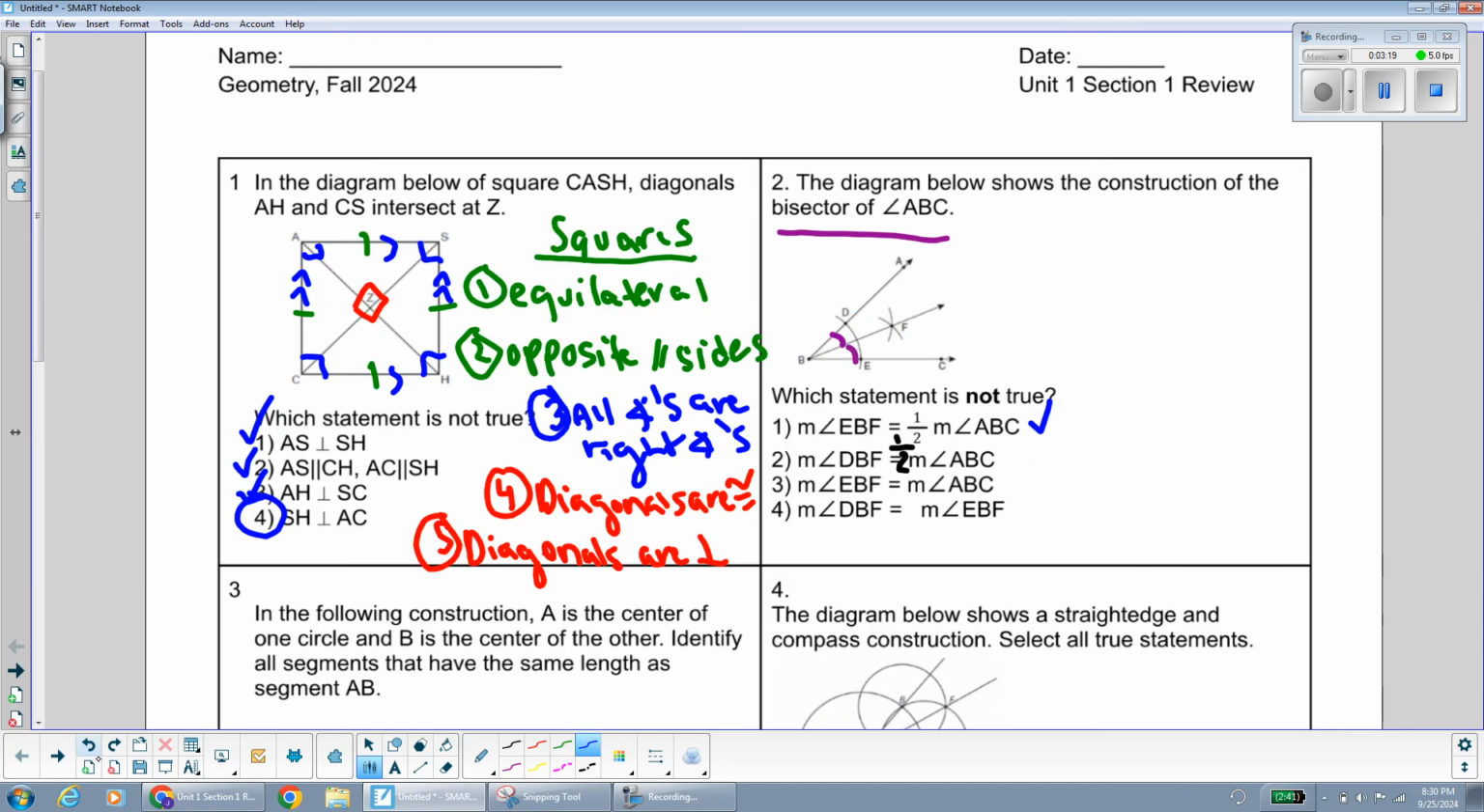Let's reset. Angle EBF is equal to ABC, this whole angle here. These are not equal. This is half of this. That's the choice we're looking for. Answer choice 4 says DBF, this one over here, is equal to angle EBF. And that's true because those are both halves of the whole angle. So that's true.